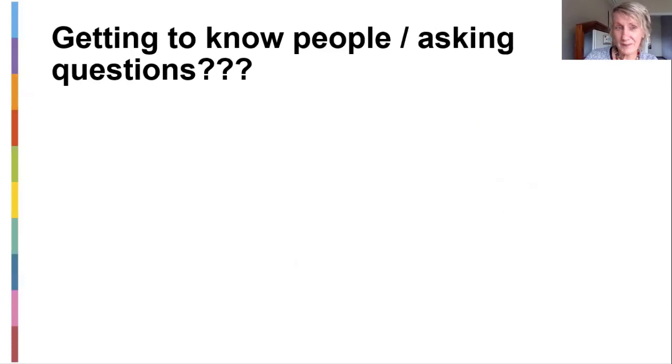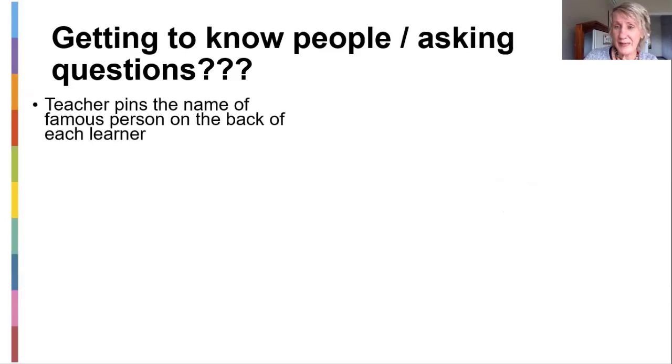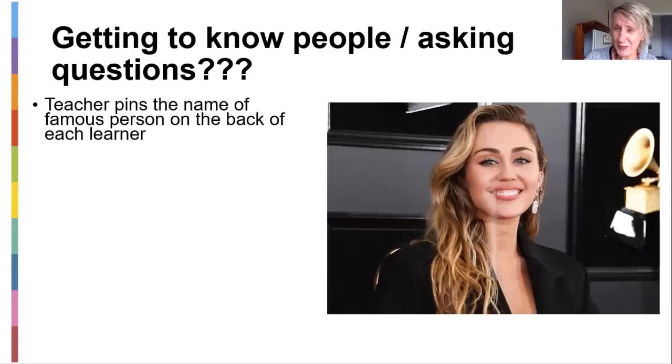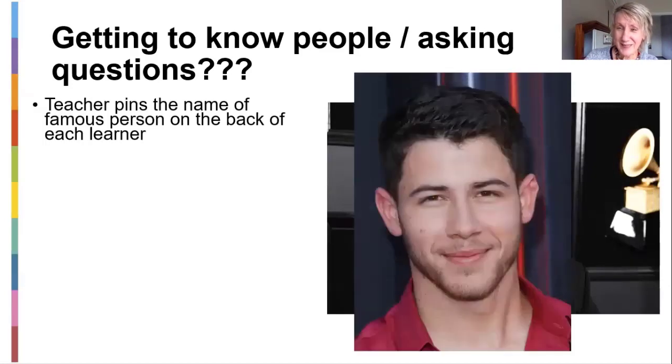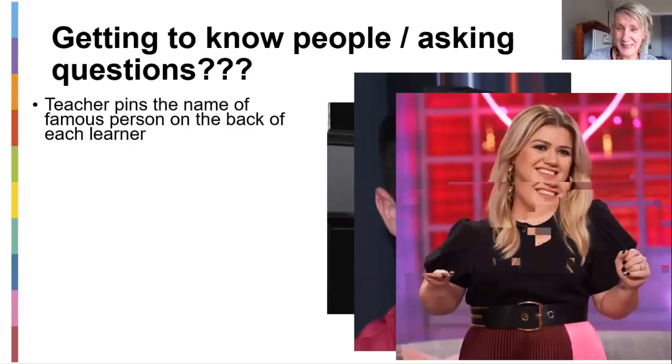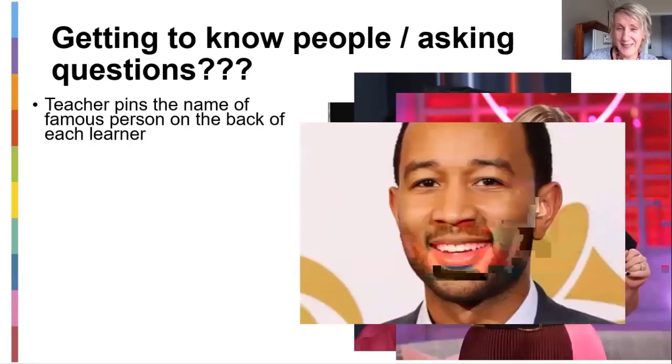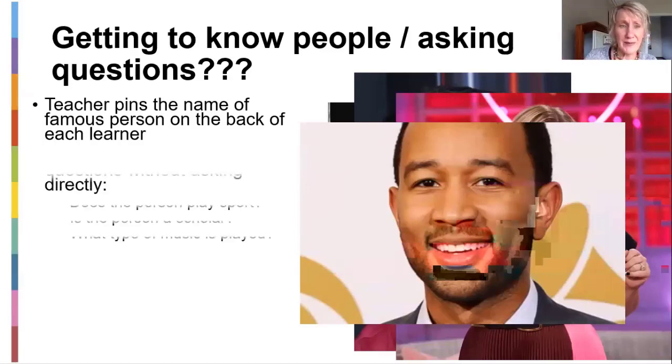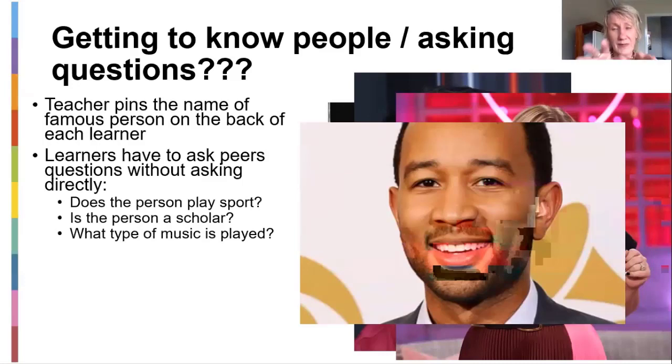Getting to know people is a practice of asking questions. The teacher can pin the name of a famous person on the back of a learner. Yeah, I've got, you can see I listen to The Voice: Mariah Carey, Nick Jonas, Kelly Clarkson, I really like, and John Legend. But whoever you want, any sportsman, anything they're interested in, you can put that name on their back. Then they've got to go around and ask questions to their friends to try and find out who this person is on their back.